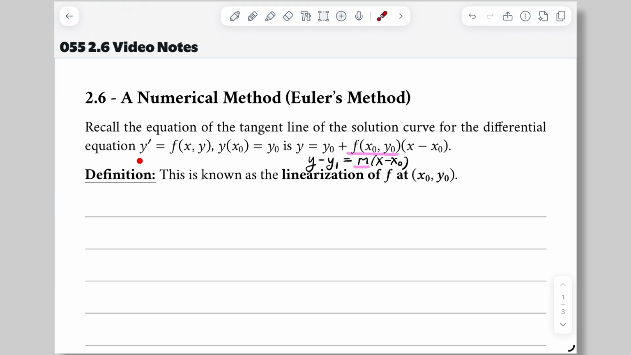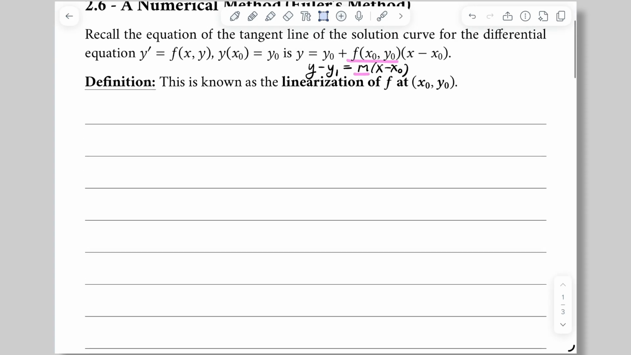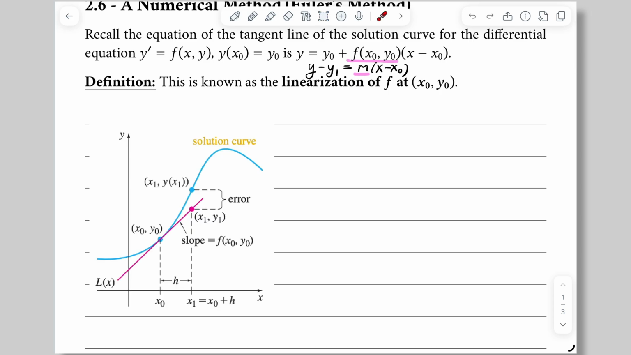Now you might have noticed y prime equals f of x, y with y of x naught equal y naught is actually an initial value problem. To help see how Euler's method works, we're going to look at a graph. We have here the xy plane on which is a blue solution curve. This would be the result of solving the differential equation, or the graph thereof. We're not so concerned about the solution curve right now. It's just being used as a visual aid.